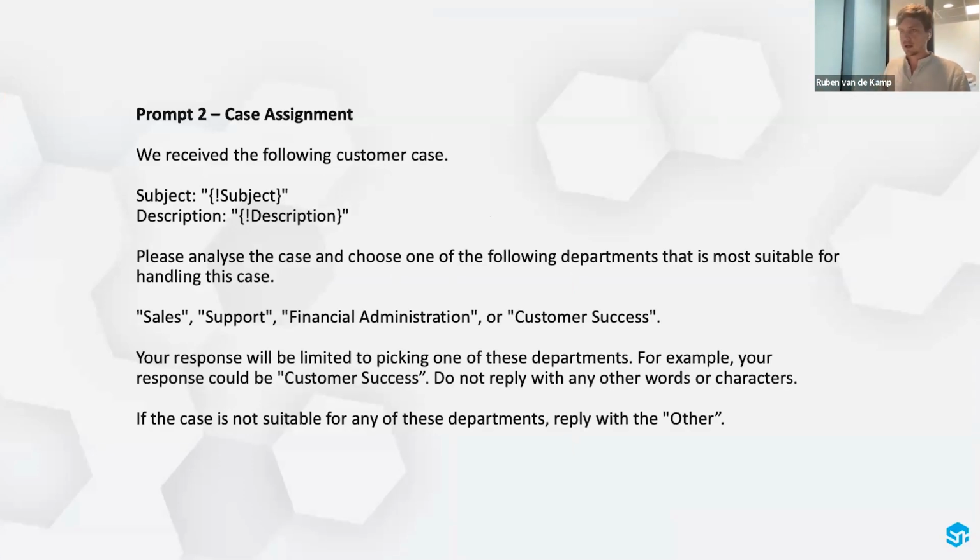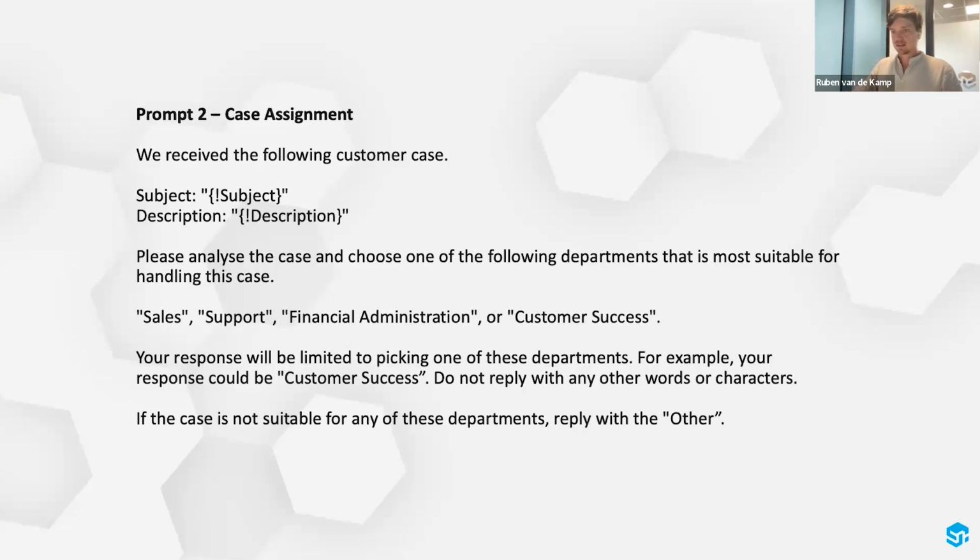and this is something that you can do as well, you can build it up like this. So we receive the following customer case. We're going to give it the subject. We're going to give it the description with the field variables. And I'm asking it to please analyze the case. I'm saying please, you have to be nice, of course, to a robot. And choose one of the following departments that is most suitable for handling this case. And these are the options that are in my closed off select list.